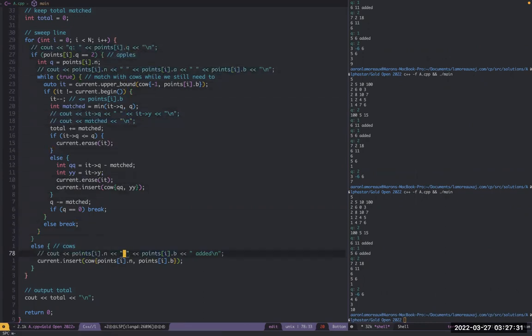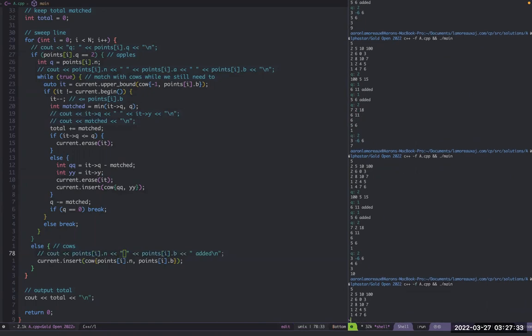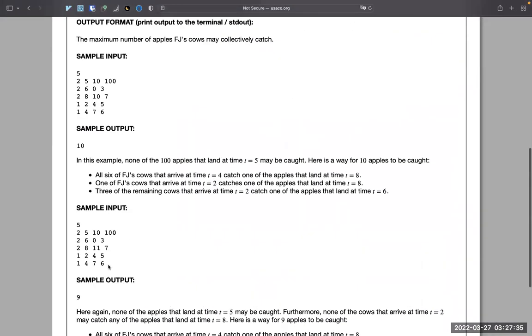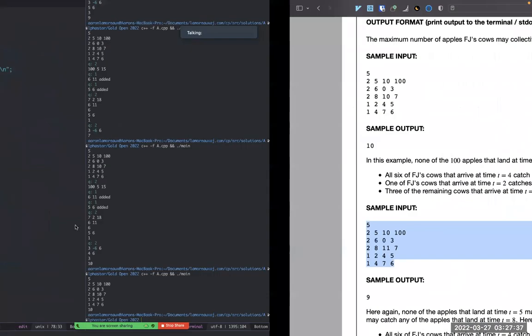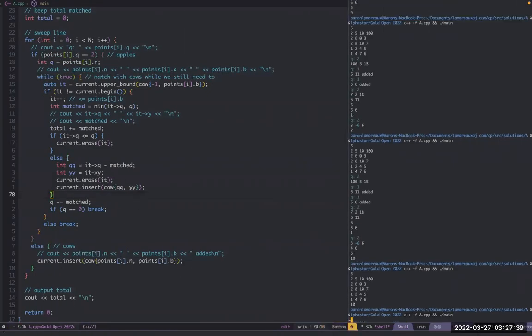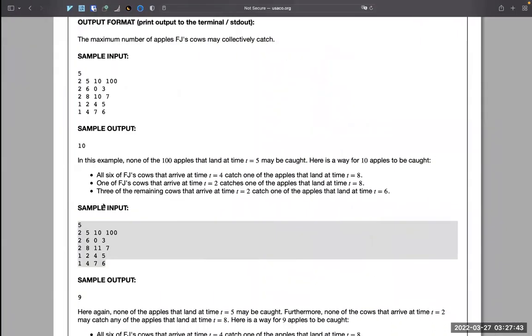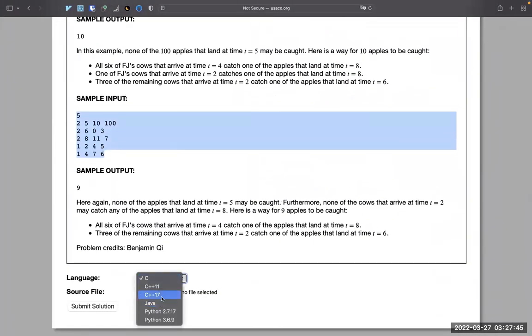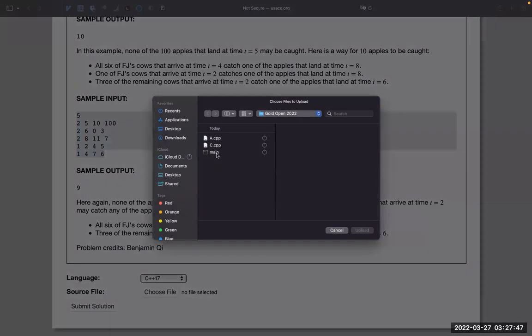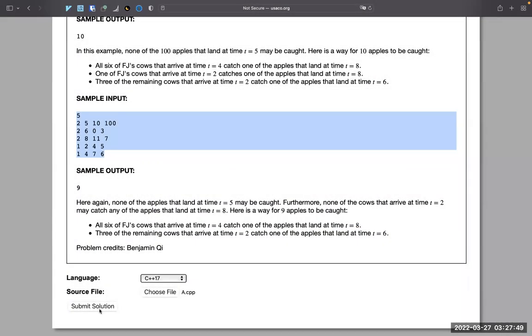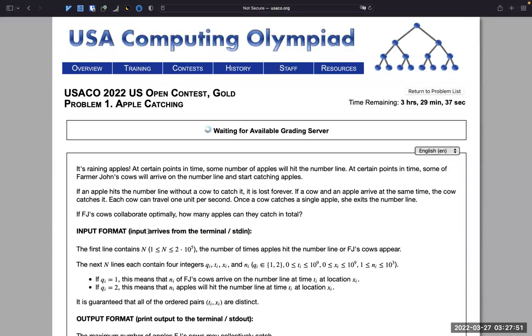Let's try another sample. That's the first sample. And then the second sample, we do actually get 9. So let's just try submitting it. Again, there's really no harm in a USACO contest to just use the submissions.